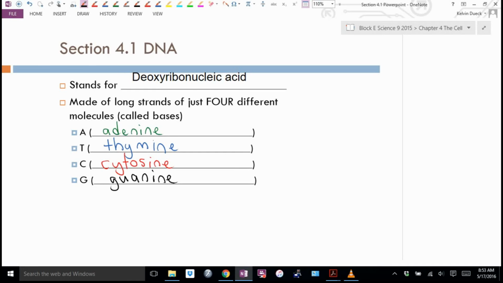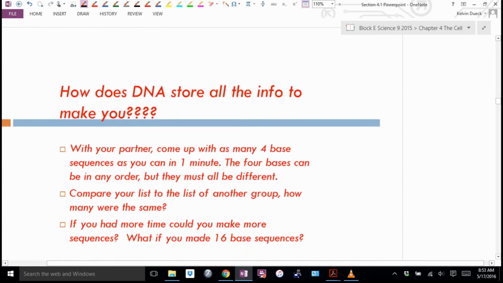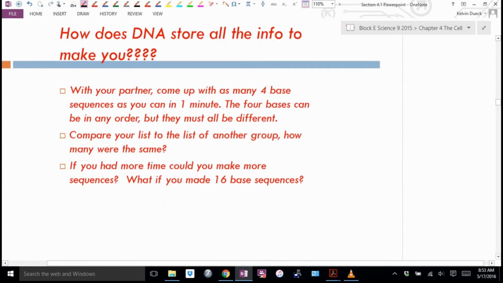The way that DNA stores information is by making what we call base pairs, and the different orders of pairs contain different genetic information. So how does DNA store all the info in you? I wrote down here, with your partner, come up with as many 4 base sequences as you can in 1 minute. We're just going to do this together.